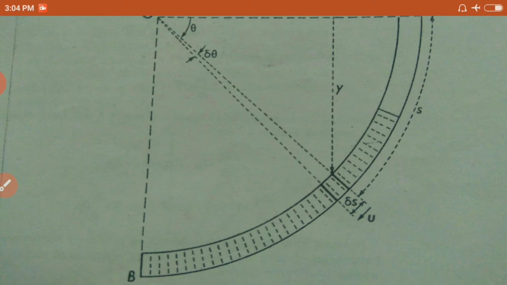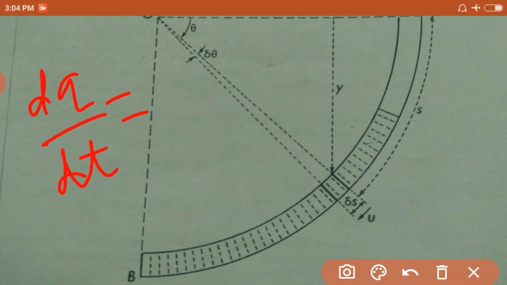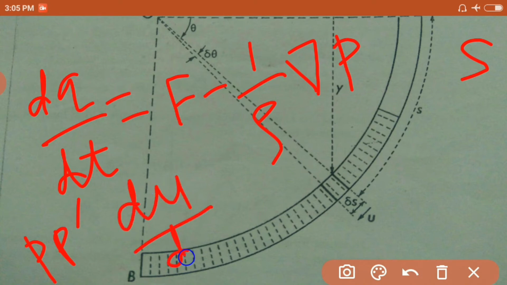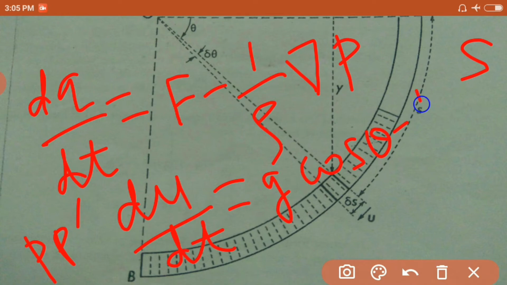Now, we know the Euler's equation of motion is dq by dt is equal to F minus 1 by rho del P. This is the Euler's equation of motion in the direction of S. Of the element PP dash is du by dt is equal to g cos theta minus 1 by rho dou p by dou s. Suppose this is equation first.